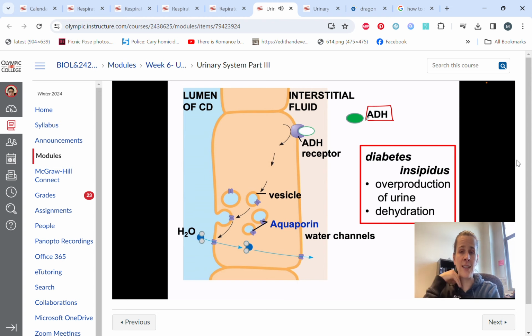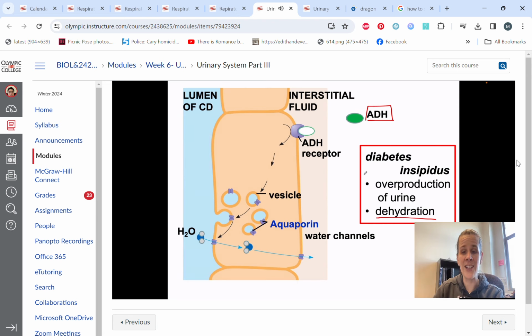Diabetes insipidus is a different form of diabetes. Diabetes insipidus is when you overproduce urine. Specifically, it has to do with your ability to reabsorb that water in the collecting duct. You're going to be urinating out a larger volume of urine that is more dilute because it has all of these water molecules that your body actually wants to keep but isn't. And it leads to dehydration.